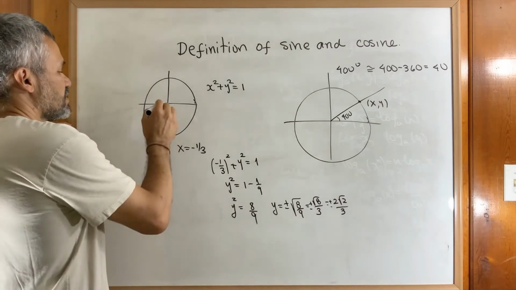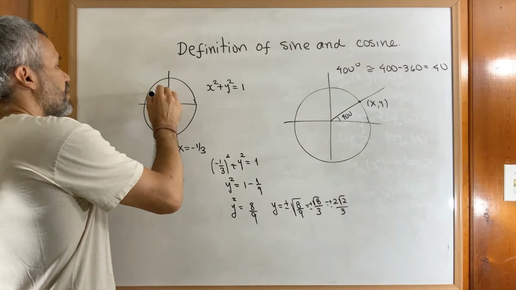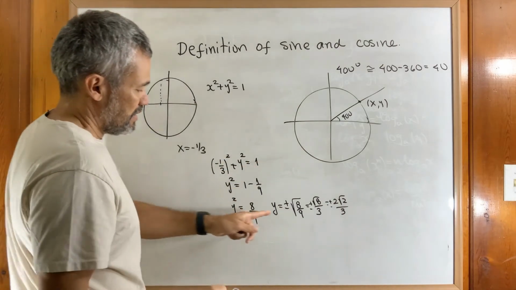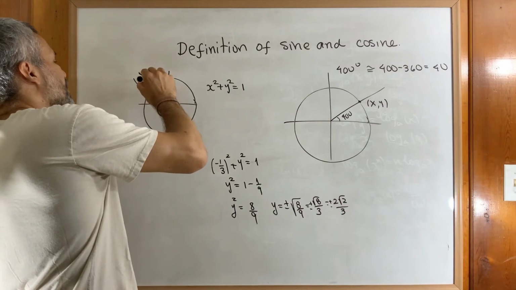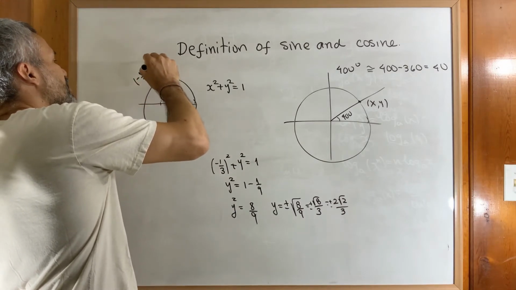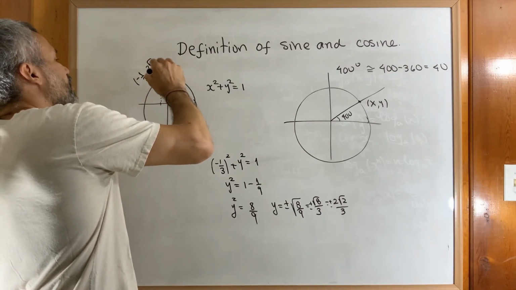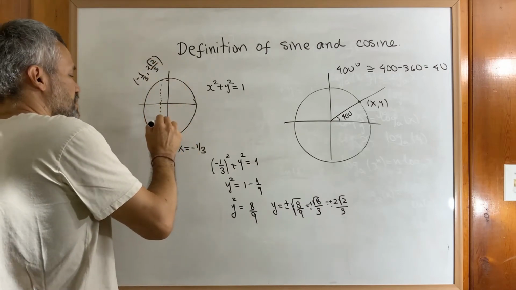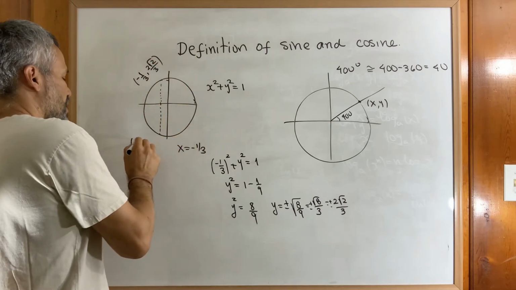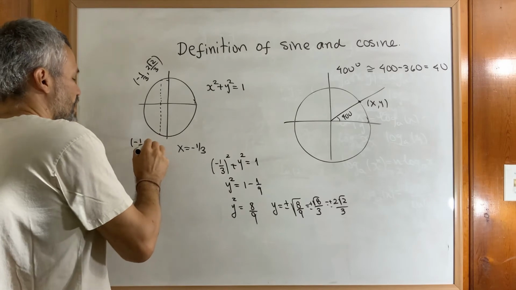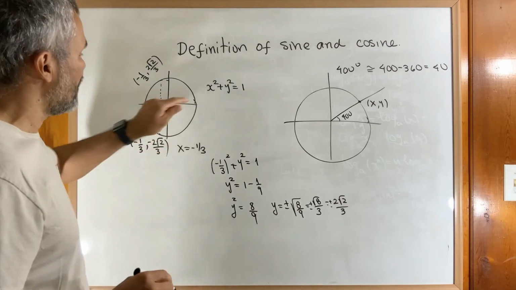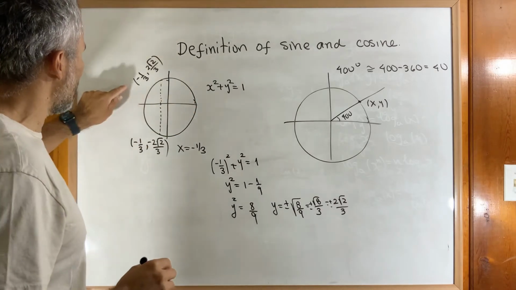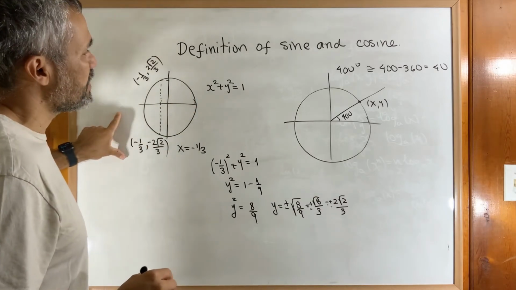This is x equal negative 1/3, and the positive solution, here we have negative 1/3, 2 square root of 2 over 3, and here we have negative 1/3 and negative 2 square root of 2 over 3. Then with the equation of the unit circle, we can find points in the unit circle.